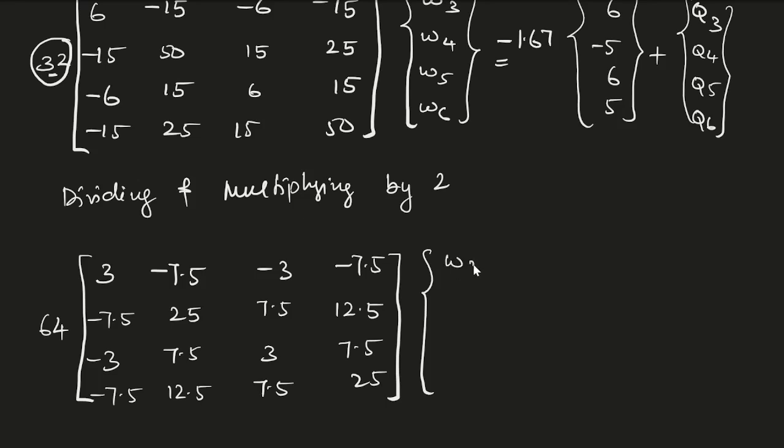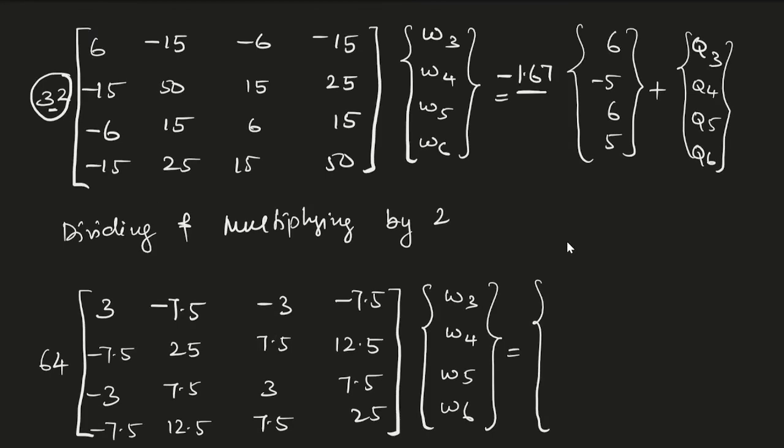Now this will be equal to W3, W4, W5 and W6. So we have to do the multiplication over here as well. What will happen is you have to multiply this minus 1.67 inside that. If you do that, minus 1.67 into 6, this is minus 10.02.